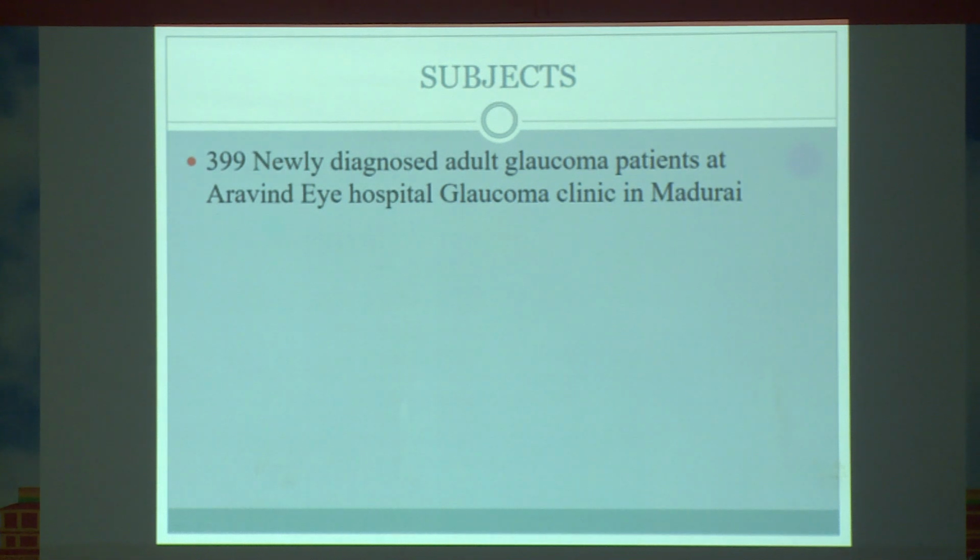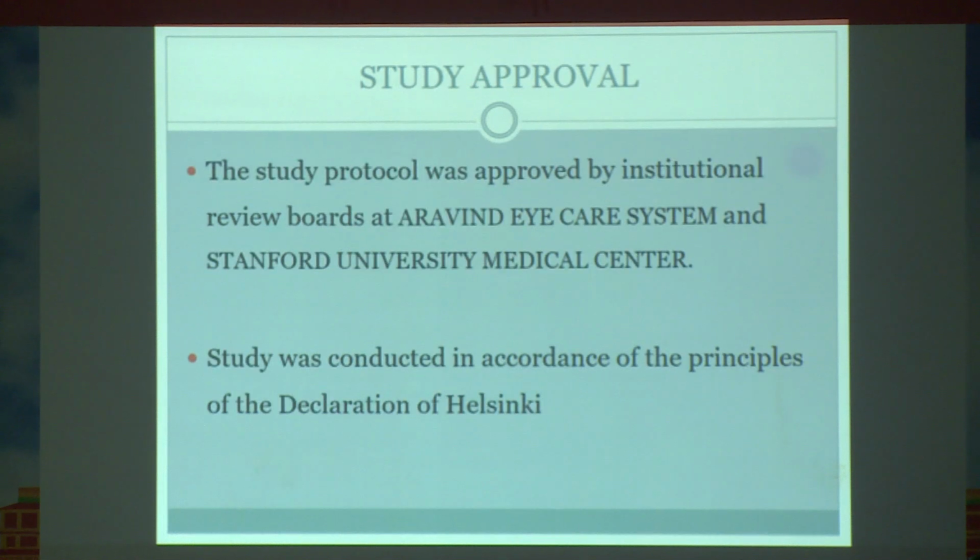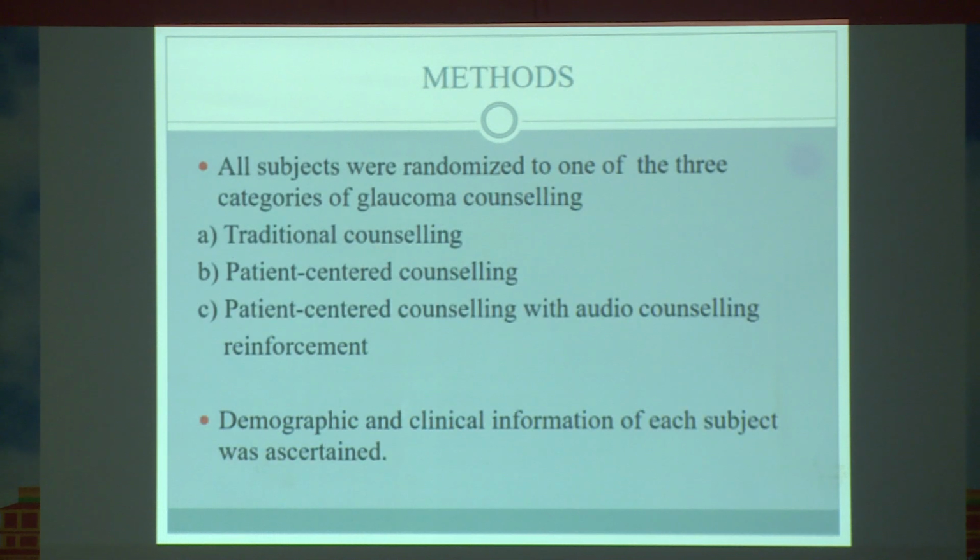We had 399 patients from Aravind Eye Hospital, Madurai, and these were our inclusion and exclusion criteria. Mostly we have taken primary glaucoma patients and PXF patients. The study approval was taken from both Aravind Eye Hospital as well as Stanford University Medical Center, and the Declaration of Helsinki was taken into account.